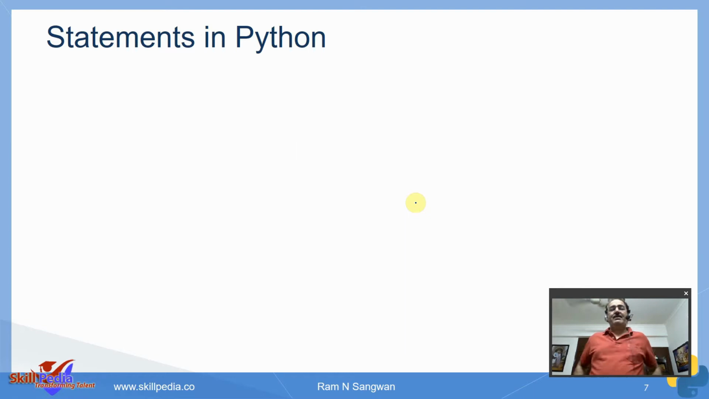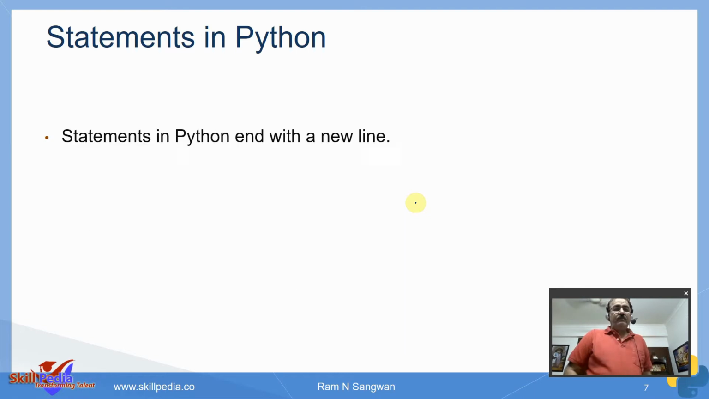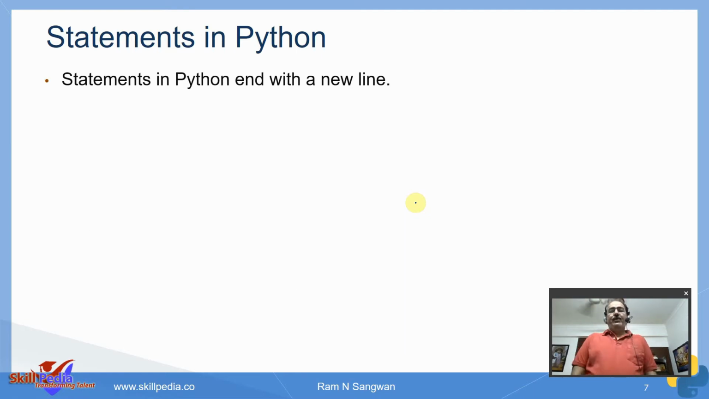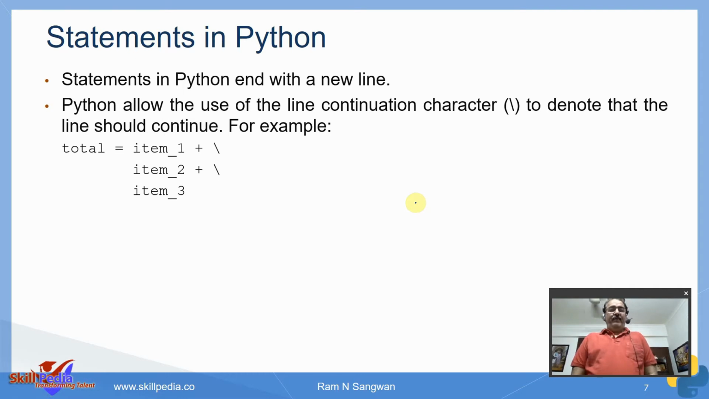Statements in Python. How do we write statements in Python? Statements in Python end with a new line. That means the moment you press the enter key, a new line is created and a new statement starts. Python allows the use of a line continuation character. Now this is a characteristic of shell, if you recollect. In shell we can have a command spread across multiple lines if we put a slash at the end of the line.